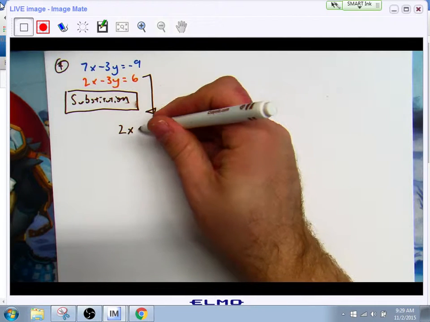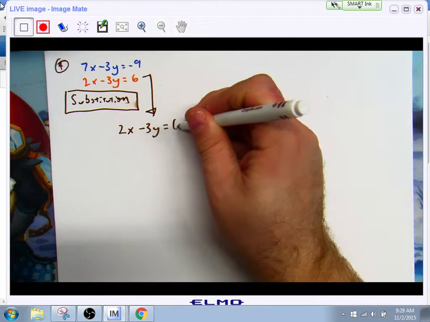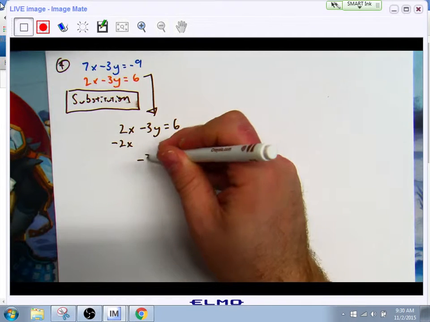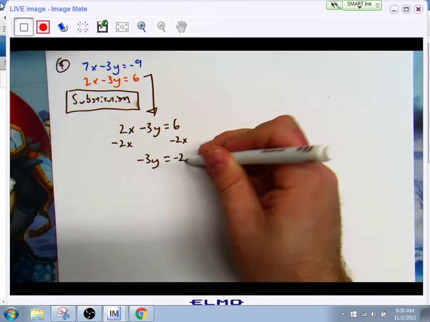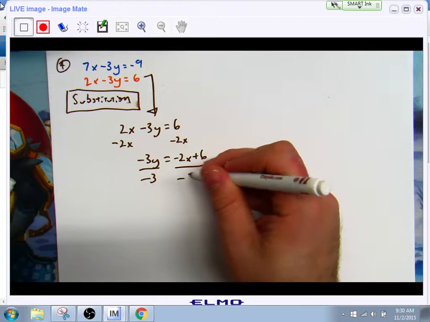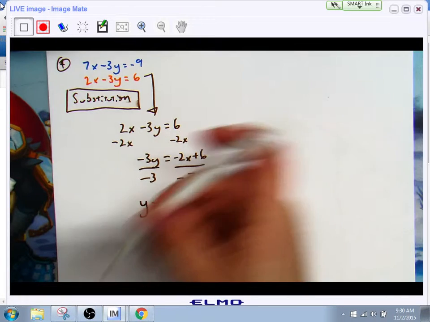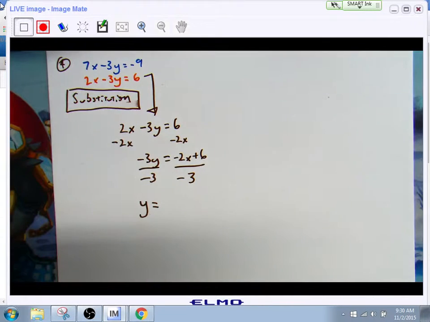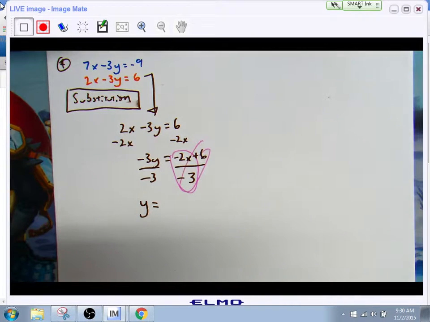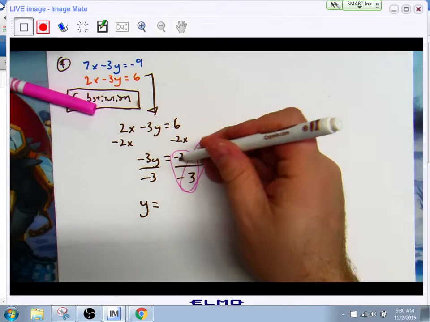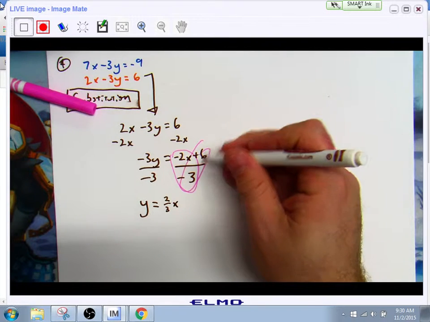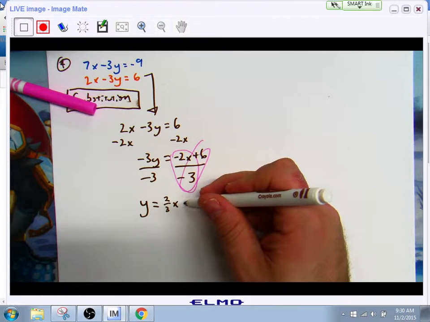So 2x minus 3y equals 6. I want to get y by itself, so I'll subtract 2x. Negative 3y equals negative 2x plus 6. Divide by negative 3, divide by negative 3. Y equals, and remember when we do this, whenever we have two terms being divided, we do our little heart. So I'll end up with negative 2 divided by negative 3, which is 2/3 x. 6 divided by negative 3 is going to be negative 2.